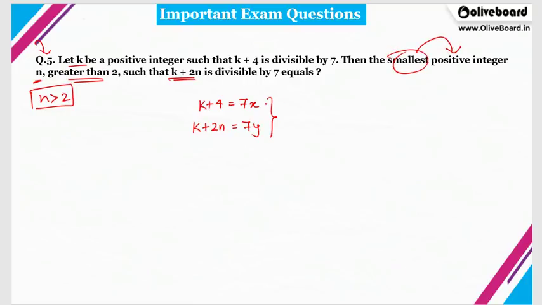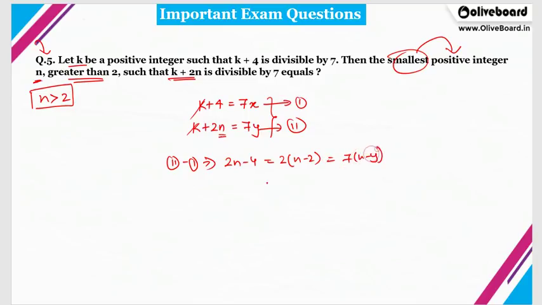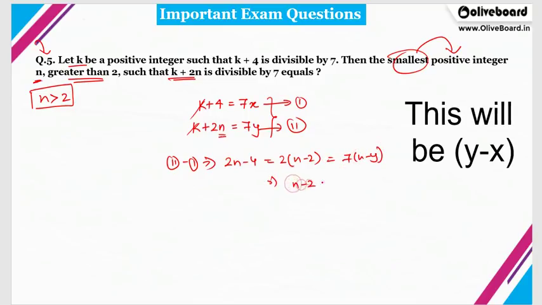Okay. So if I consider this as equation number 1 and this as equation number 2, and since we need to find the value of n, if I subtract 1 from 2, that is 2 minus 1, then this k and k will cancel and I will have 2n minus 4 which is equal to what? If I take 2 common, it will be 2 times n minus 2 is equal to what? 7x minus 7y. Okay, or I can say that n minus 2 will be what? 7 by 2 times x minus y.